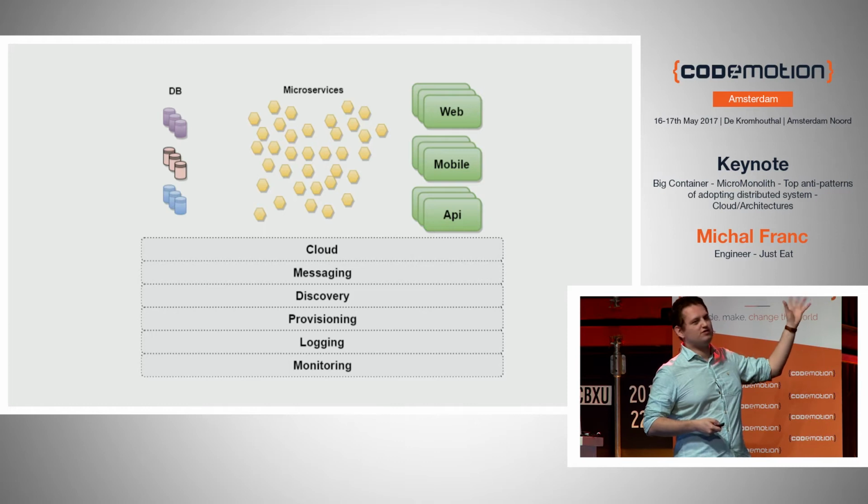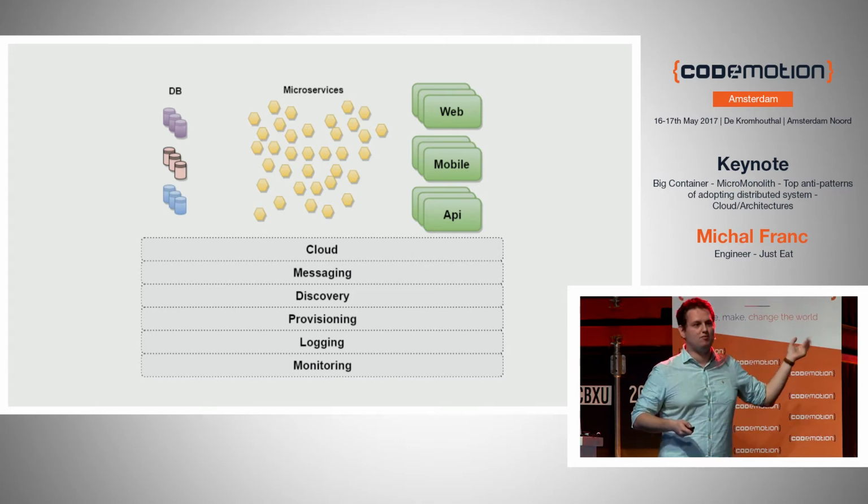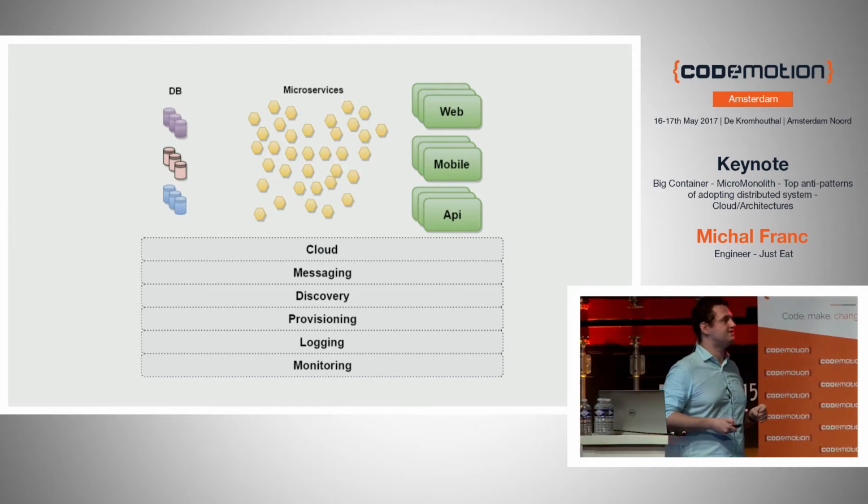In the end, it looked something like that. We had microservices, we had different clients consuming it, web, mobile, API, we had different databases, and we had some layers that were supporting all of it, which was like cloud, because we had to also introduce cloud into our company, messaging platform, because we were not distributed, so we missed the messaging hype train.